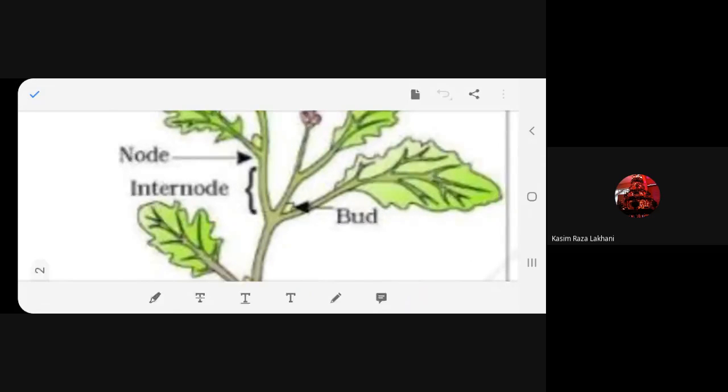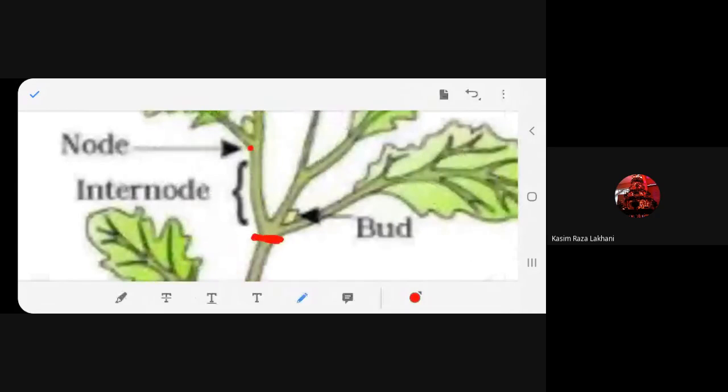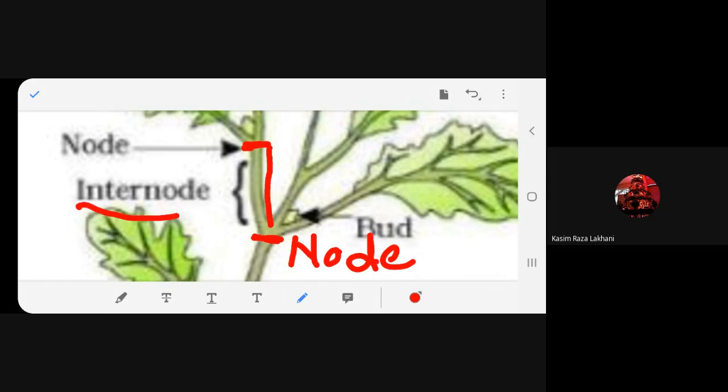Now, this is one juncture. The other one is one juncture like this. So, this is called a node. Between two nodes is called an internode. What is it called? Internode. One thing you have understood?